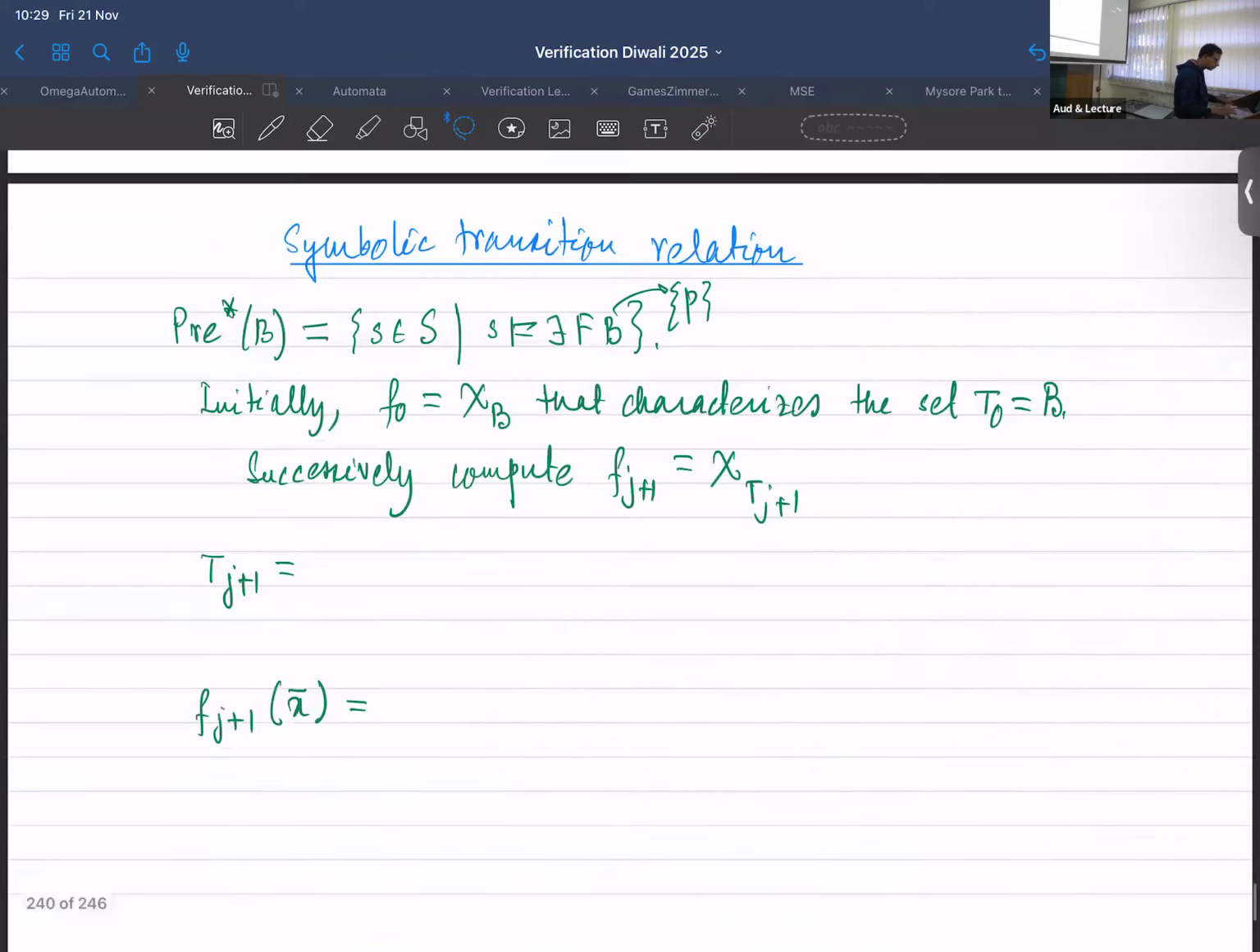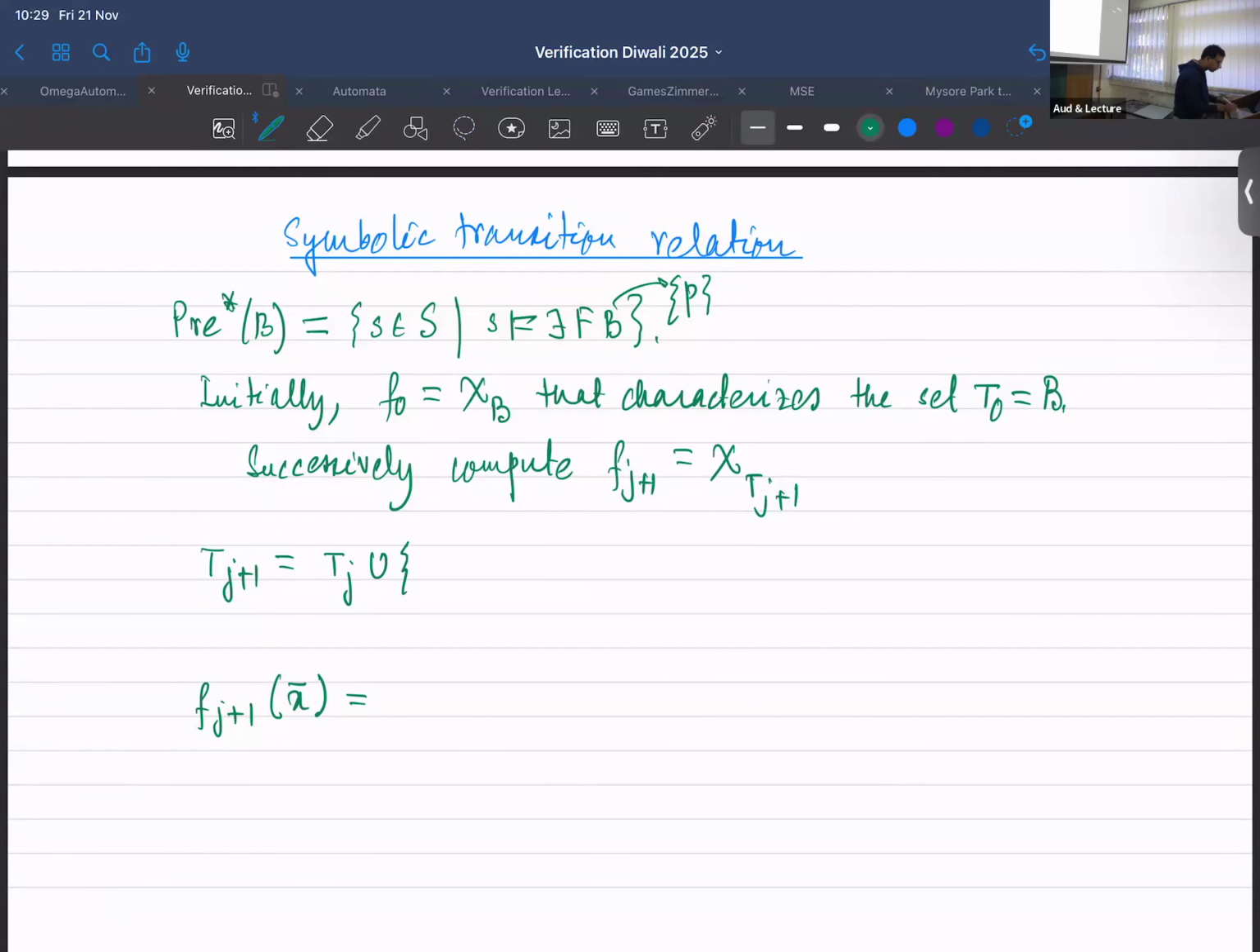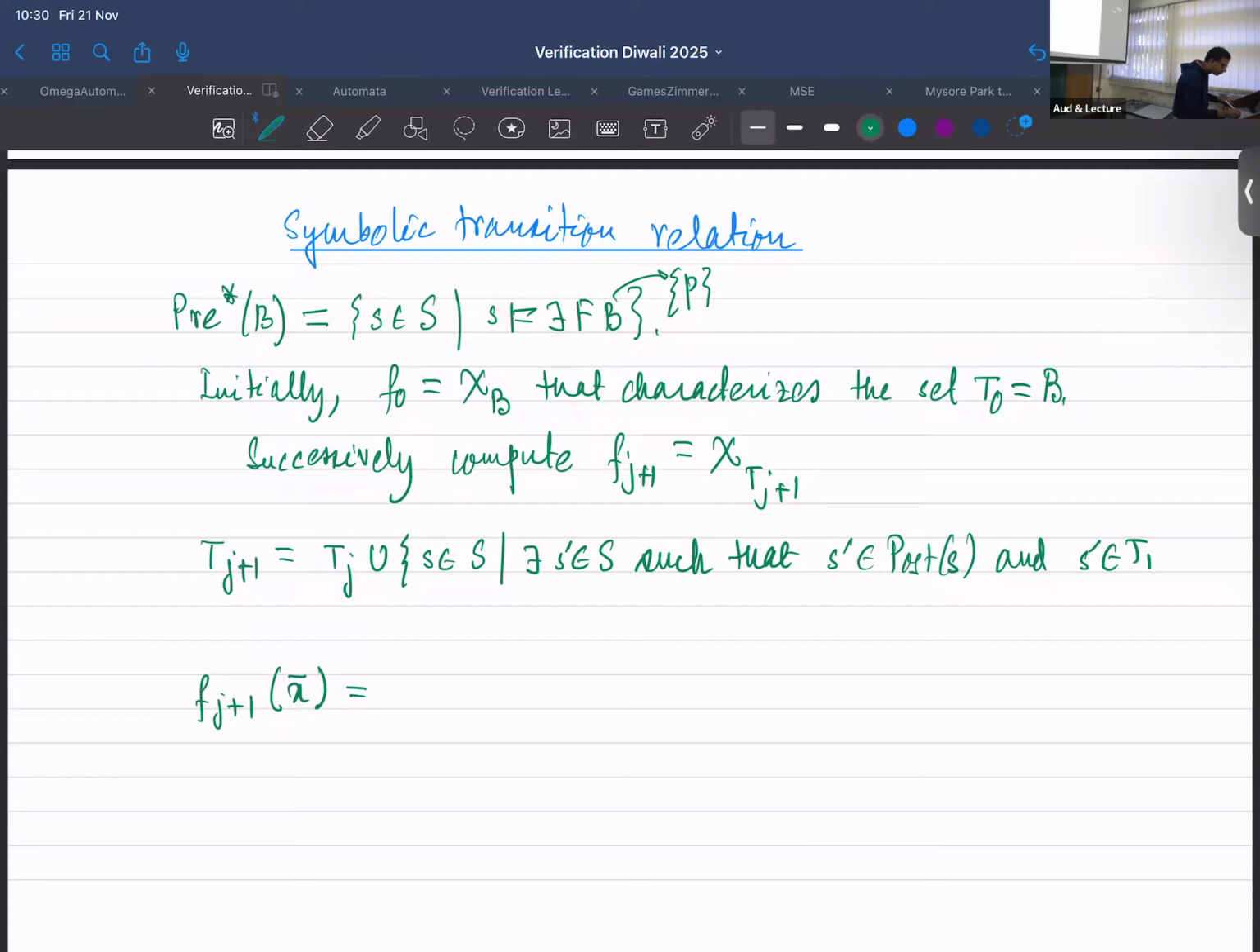It will be like T_j union pre of T_j. So T_{j+1} = T_j ∪ pre(T_j). Pre of T_j is the set of states s such that there exists some s' belonging to post of s, and s' belongs to T_j. Now if I talk about the union, in the case of the Boolean function, a disjunction will come. The rest is pretty much the same.